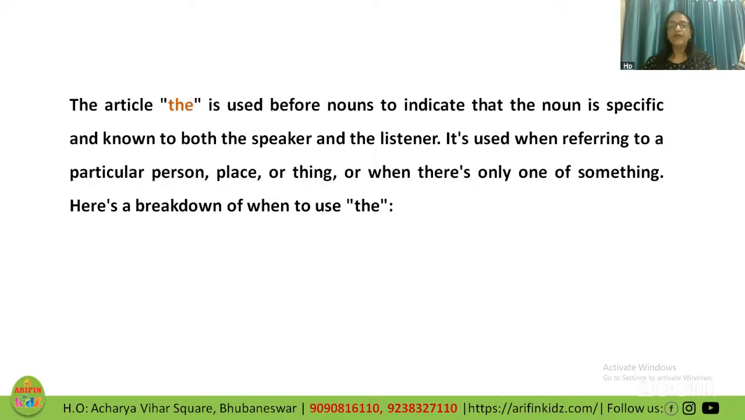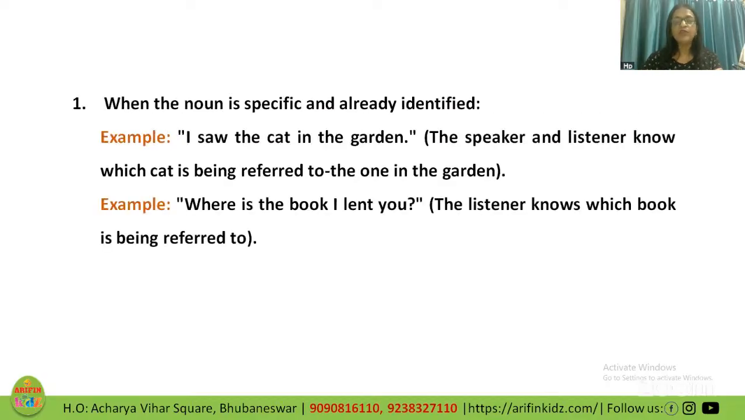Here is a breakdown of when to use "the". Breakdown means I will discuss. First, as I already told you, it indicates the noun which is specific, known to the speaker and the listener. Again, it is referring to a particular person or thing, when it is one of something, like the sky, the sun, the moon. It is something one, or a specific thing. Let us discuss more about this.